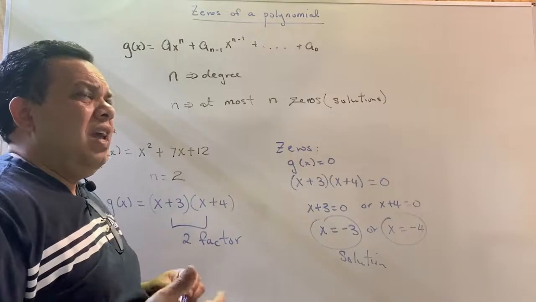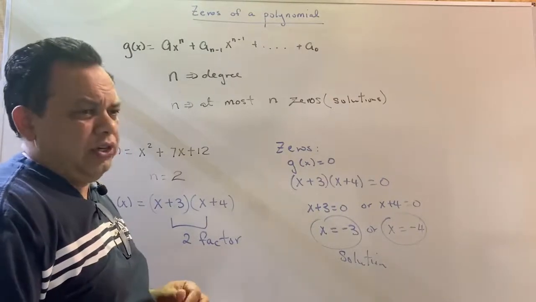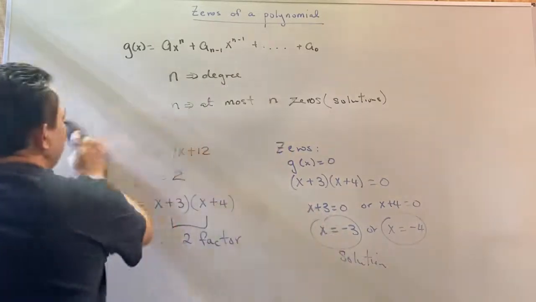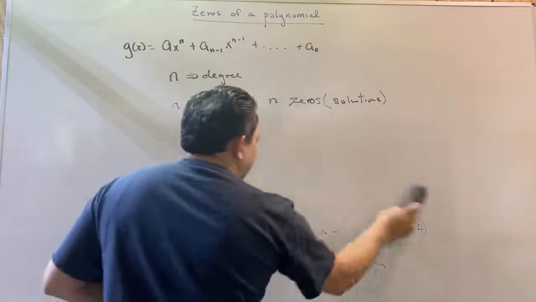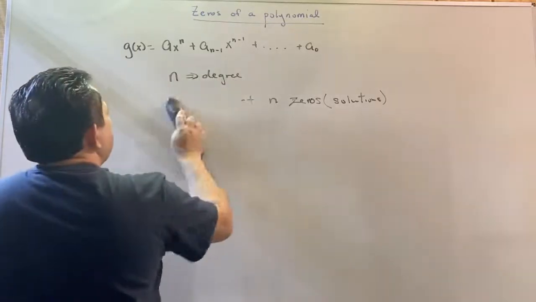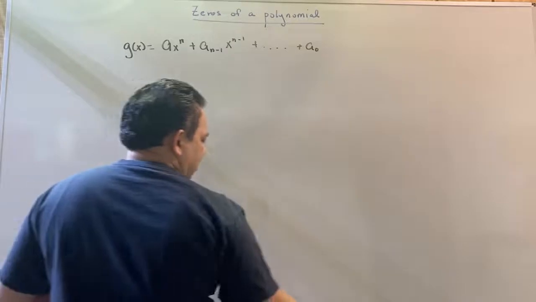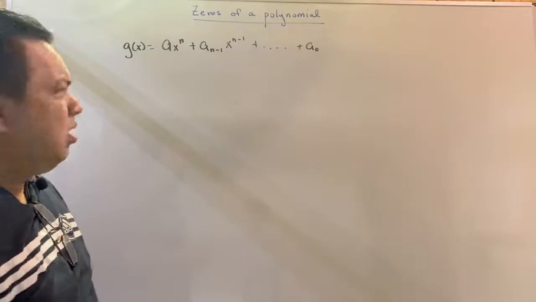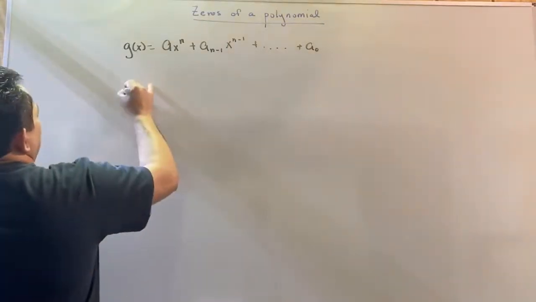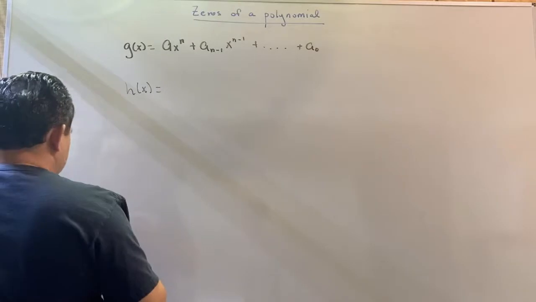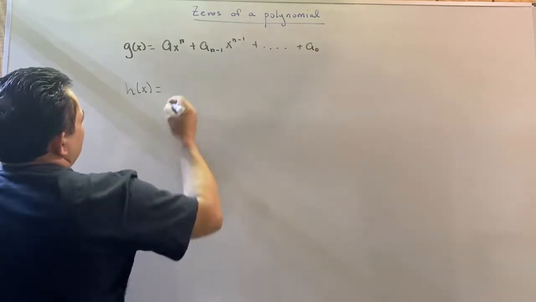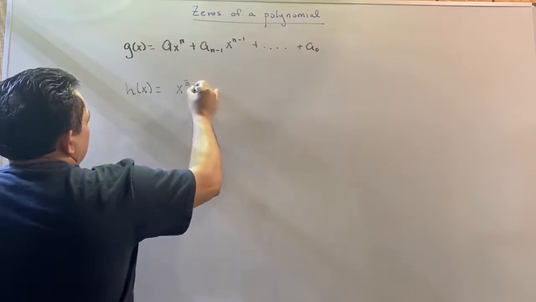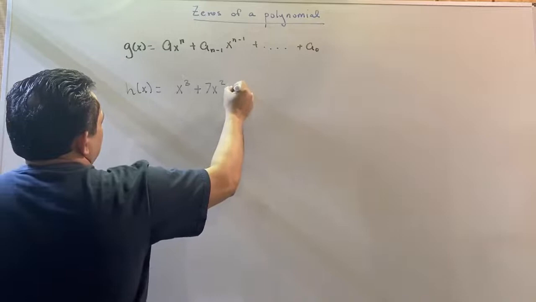Well, if you're given a cubic equation, let's say the degree is 3, it is not very likely that you can solve a polynomial of degree 3. So, for example, if I have h of x is equal to, let's think of this as x cubed plus 7x squared plus 12x.